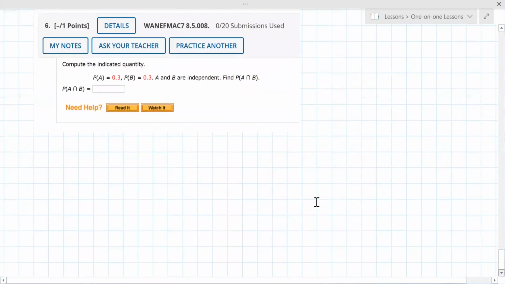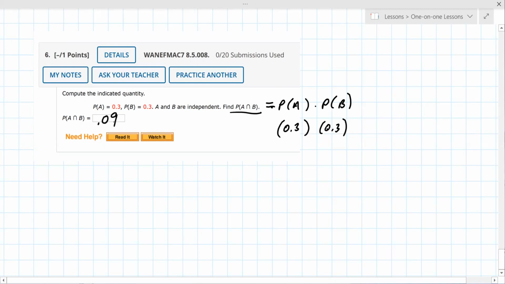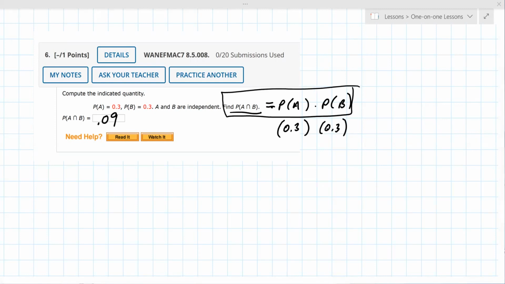All right. So if two events are independent, the probability of A intersect B, which is what we're trying to find here, equals the probability of A times the probability of B. So you just have to multiply these two numbers together. 0.3. So that equals 0.09. But that's a definition. You definitely want to have that down for your test so you can remember that.